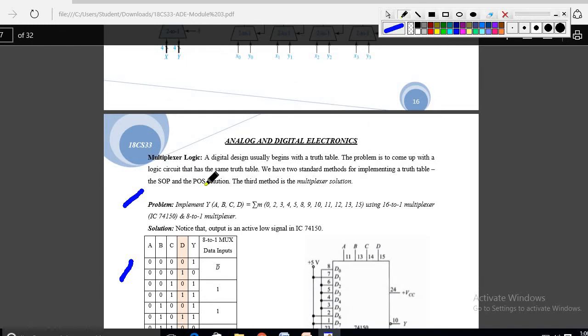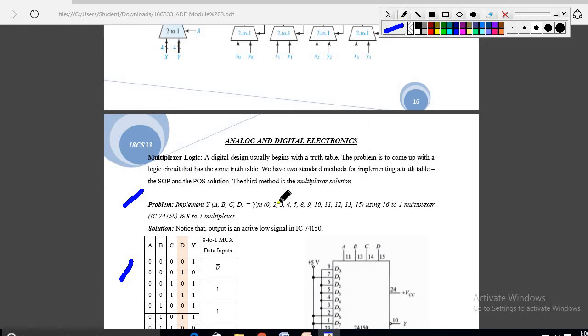Next, multiplexer logic. A digital design usually begins with a truth table. The problem is to come up with a logic circuit that has the same truth table. We have two standard methods of implementing a truth table, the SOP and POS solutions. The third method is a multiplexer solution. We already know the design techniques, where we first use Karnaugh maps or the Quine-McCluskey method to obtain the SOP and POS expressions. The third method to design the digital circuit is the multiplexer solution.